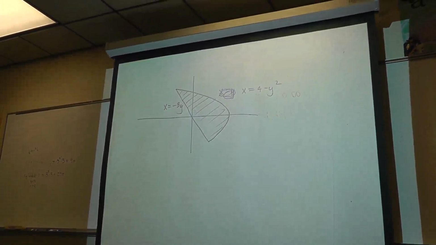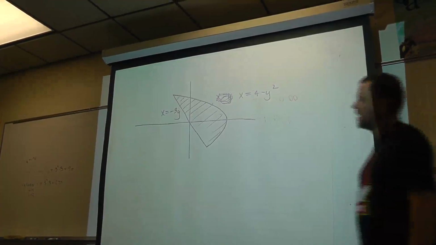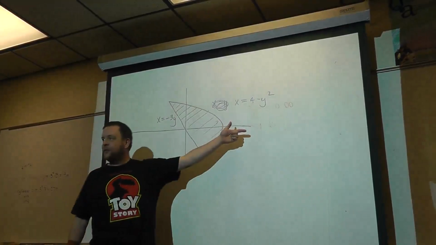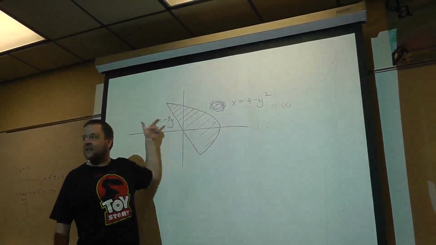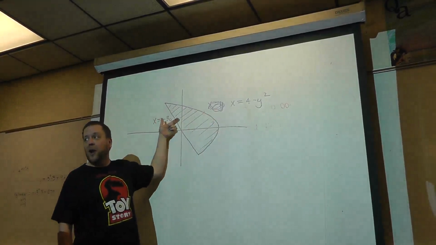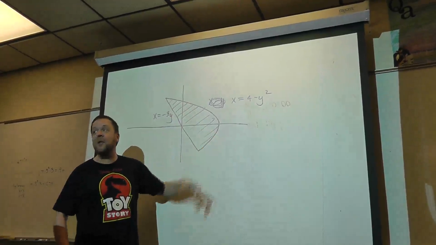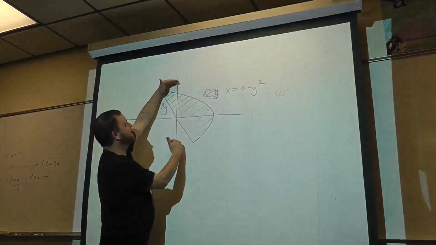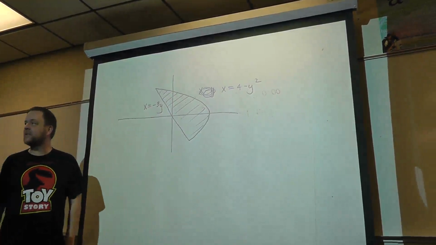X first. Why do you say X first? Because you want to check: do a quick horizontal ray through this. And as long as you enter and exit on consistent boundaries, you always enter on the line, you always exit on the sideways parabola, it's safe to do x first. Then flatten this to the y-axis, and whatever these numbers are will be your y limits of the second integral.